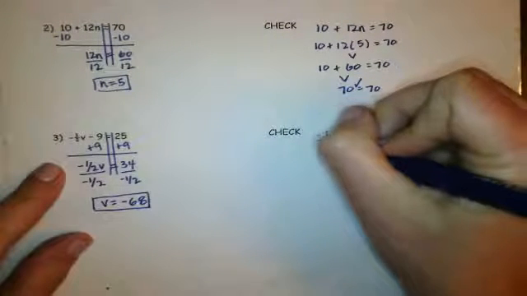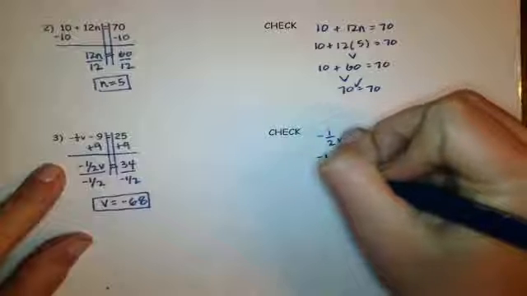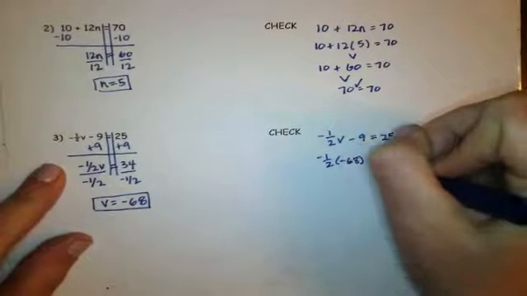Okay? Again, check is the same way. Start by rewriting the original. In place of v, I'm going to plug in -68.